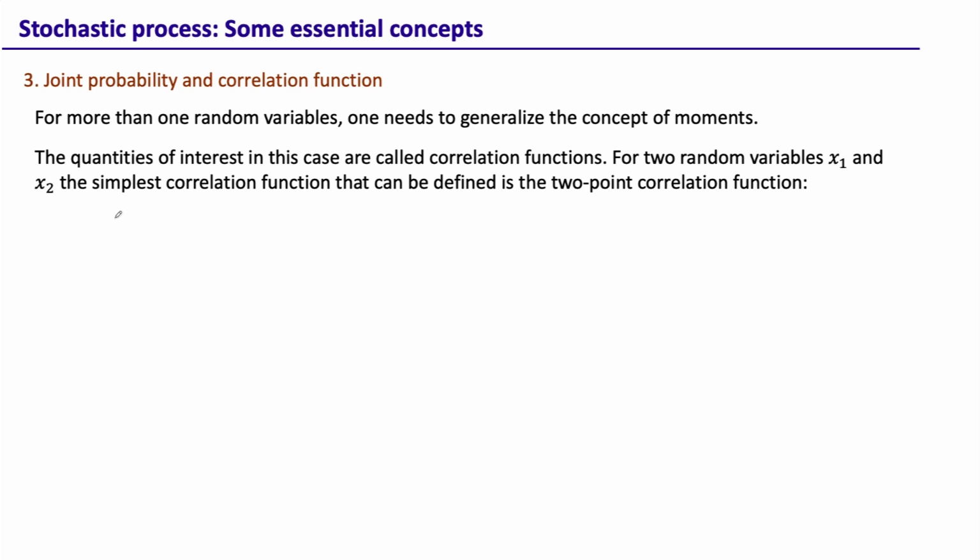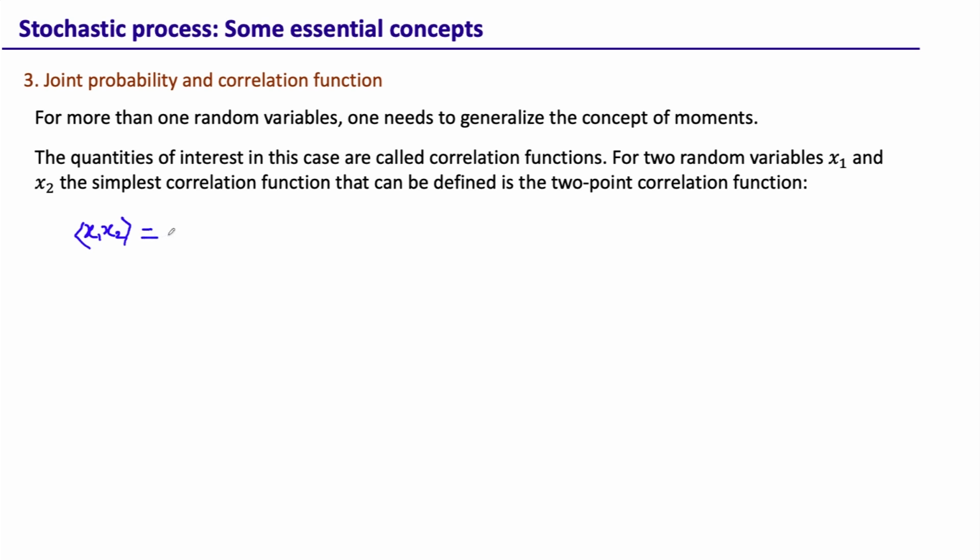We have seen that if these are individual random events, then of course we can have the moments of x1, the rth moment or the central moment. But again, if there are two random variables, then the simplest object we can define is the expectation value of x1 times x2. That's the simplest that we can define. So that's the expectation value.